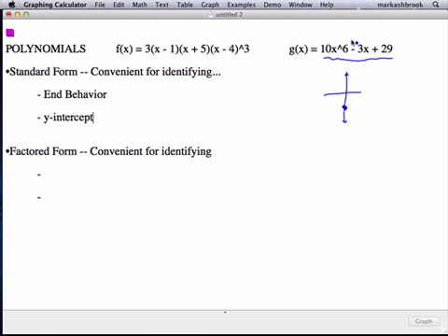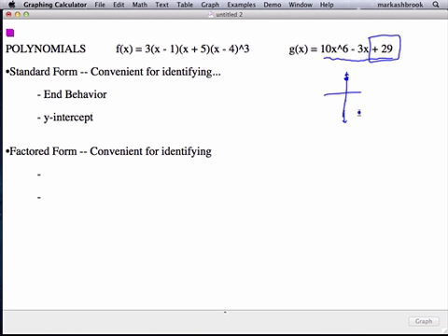All right. So when x is 0, we can easily see what the y-intercept is here. 29. That's why standard form makes it easy to see the y-intercept, because it's the constant term. All the other terms will be 0 when you plug in 0 for x. So if I'm drawing this one, that's not accurate. 29 up here.